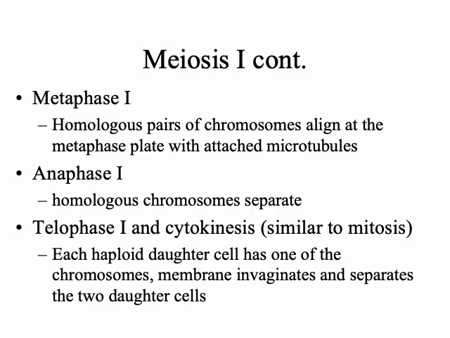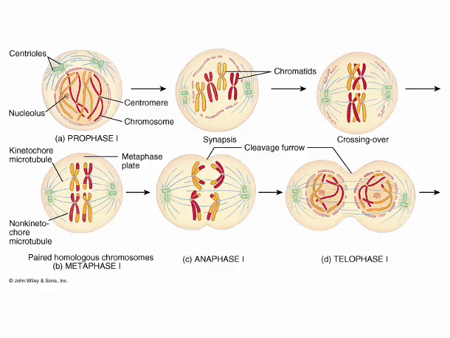Anyway, everything after that is basically what you predict. It's going to line up at the metaphase plate in the center. They're going to split apart, going to their separate ends of the cell. And then we basically have two cells. That's the end of meiosis 1.